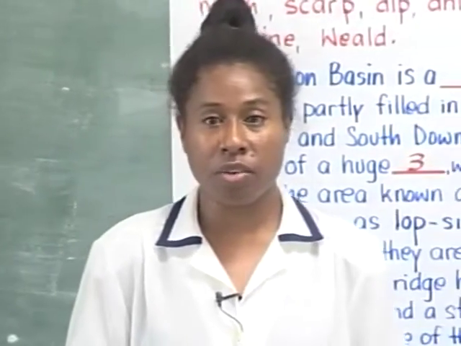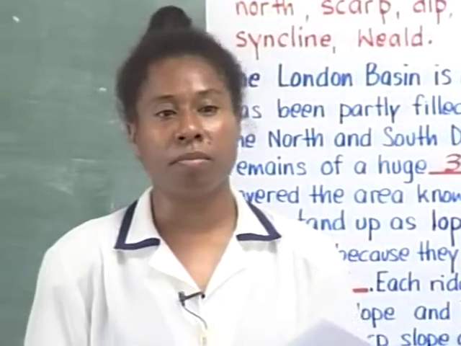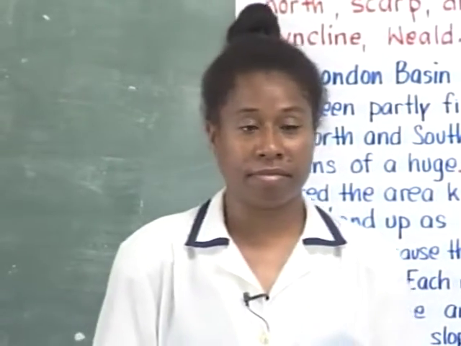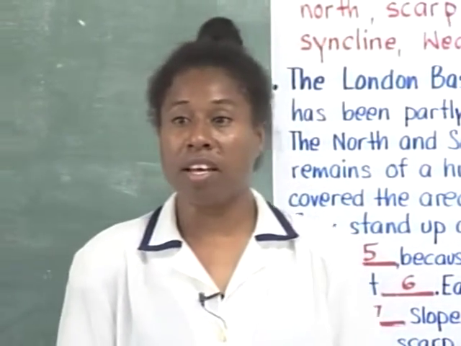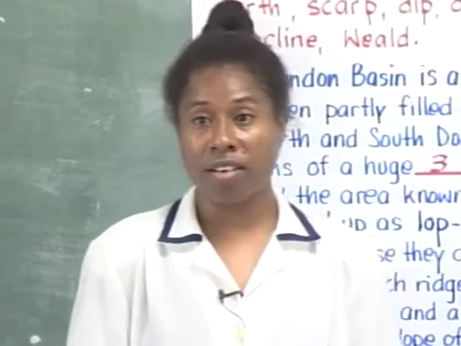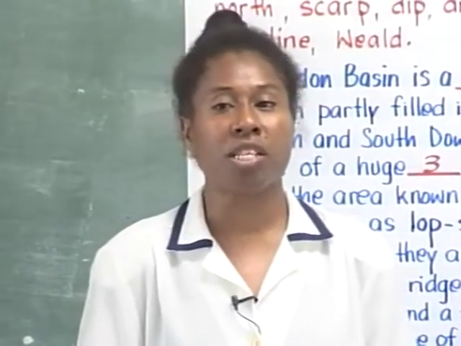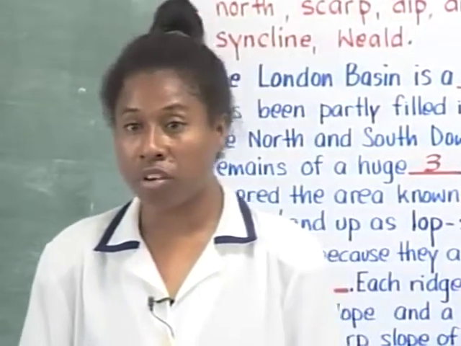Ebony, can you explain what a syncline is and how it is formed? A syncline is a downfold or basin-shaped fold of crustal rocks in which the strata dip inwards towards the central axis. It is formed by compressional forces and has 2 limbs. Okay, good. In simple terms, we can say it is the depressed area of a layer of sedimentary rock which has been created as a result of compressional forces exerted.